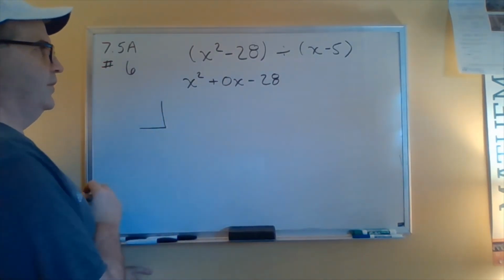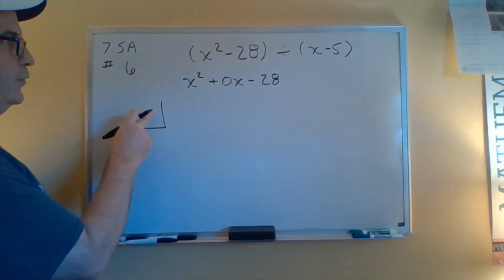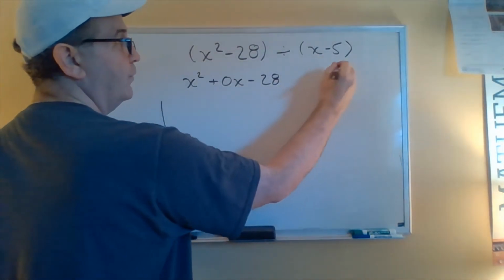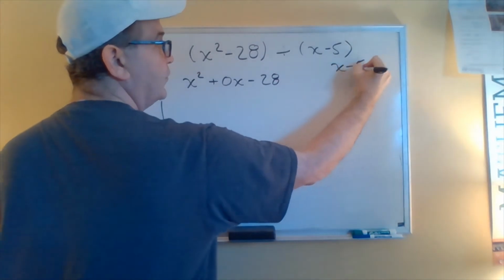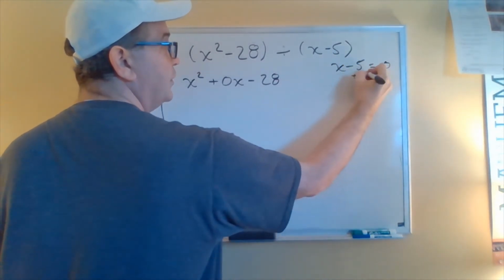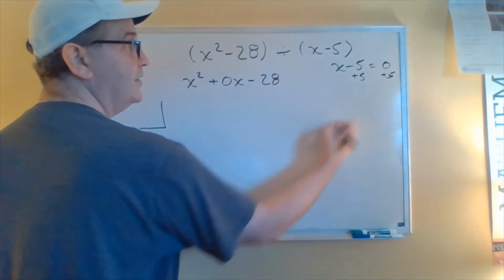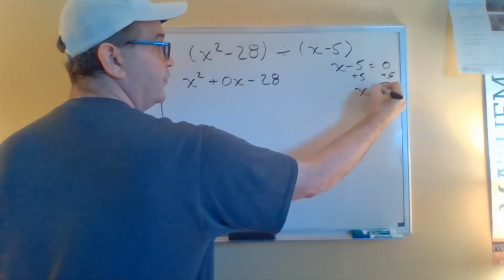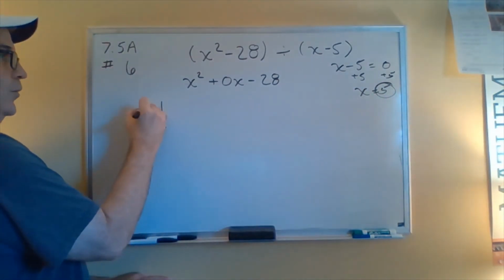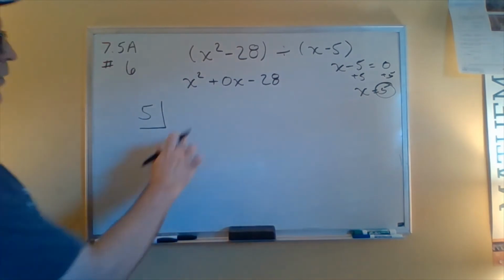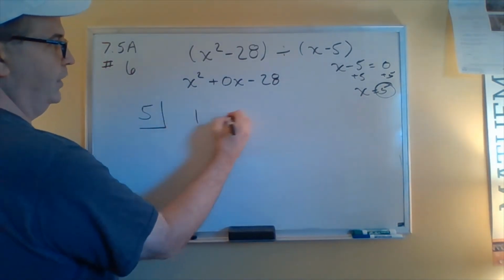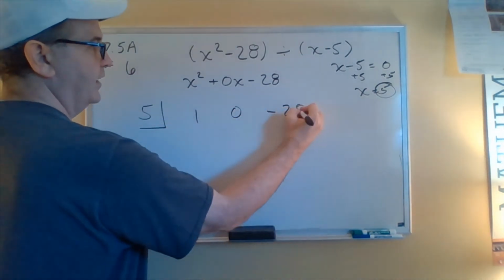So let's go ahead and set up synthetic division. We'll start with our divisor box. What number goes in here? We have to set our divisor equal to 0. So x minus 5 equals 0. If I add 5 to both sides, I get x equals 5, and that's the number that goes in our box right here. Now I'm going to list our coefficients out. So I have 1, 0, and negative 28.